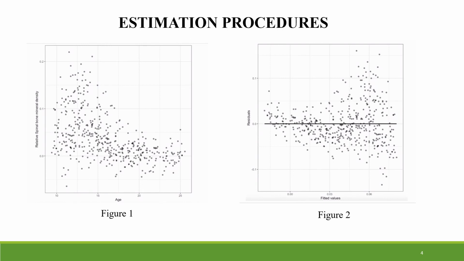Now we move on to the estimation procedures. From figure 1, we can see that there is no linear relationship between the response and the predictor. That is, the relationship is non-linear. A better way to diagnose non-linearity is considering the residuals versus fitted value plot, and figure 2 indicates that. In figure 2, we can see that there is a non-constant variance, smaller variance on the left and larger variance on the right. From these two figures, it is clear that it is neither a simple linear regression model nor a multiple linear regression model.